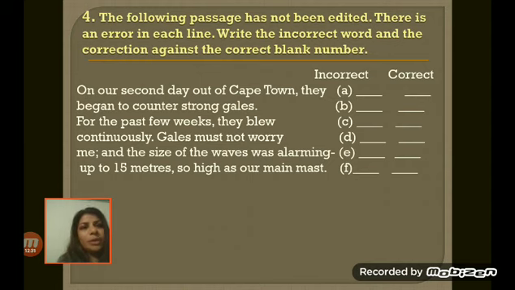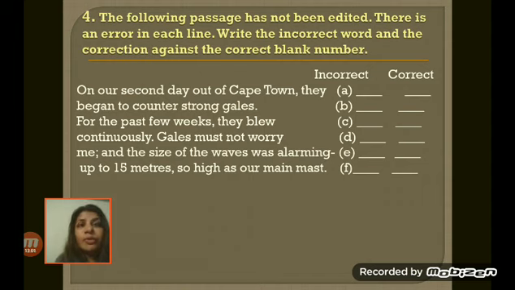Gales must not worry me. Gales do not worry me. And the size of the waves was alarming. तो अगर हम इसको पूरा पढ़ेंगे, है ना, gales do not worry me but the size of the waves was alarming. मतलब gales का मतलब क्या होता है? Winds. तो winds did not worry him but the size of the waves was alarming. ये लास्ट लाइन में देख के पता चलेगा.